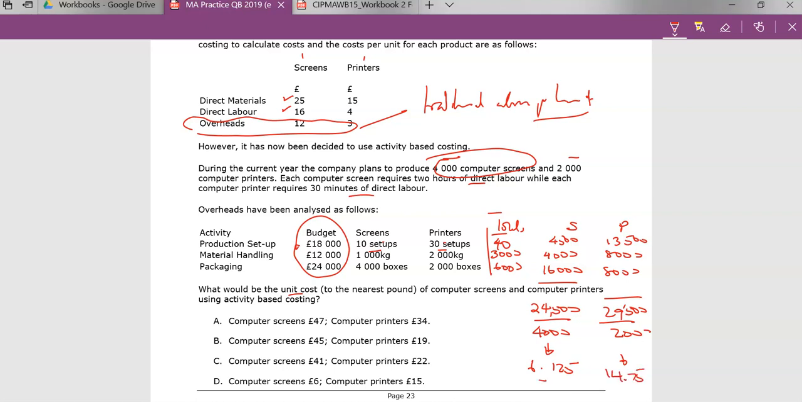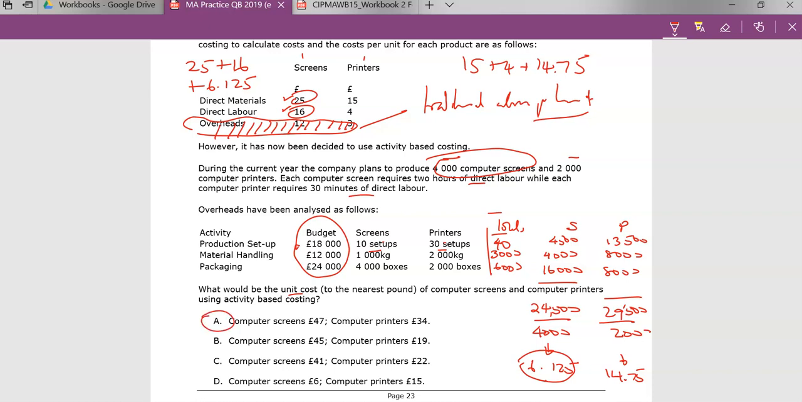So now I need to go back and add this so I can get rid of this. This was the old school value, based on labor or machines. But now I have a better way. So now I will add material and labor to my overhead, because now I found a better way of measuring overhead. Once upon a time I was using some other measure. So for screens it will be 25 plus 16 plus 6.125. For printers it'll be 15 plus 4 plus 14.75, and that should take you to the good figure of answer A, right?